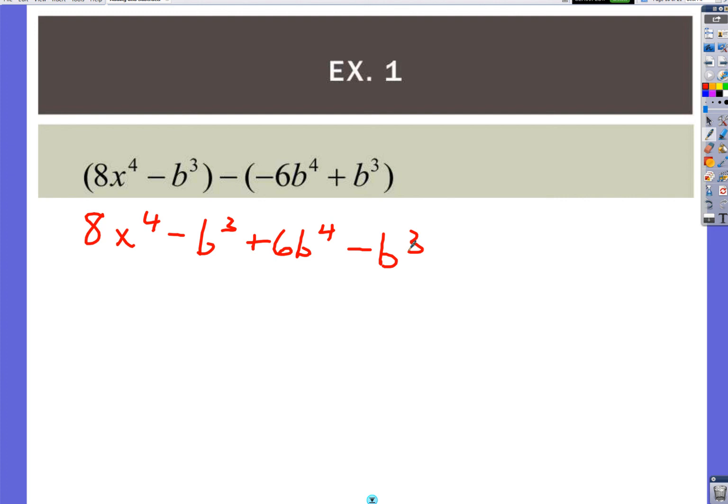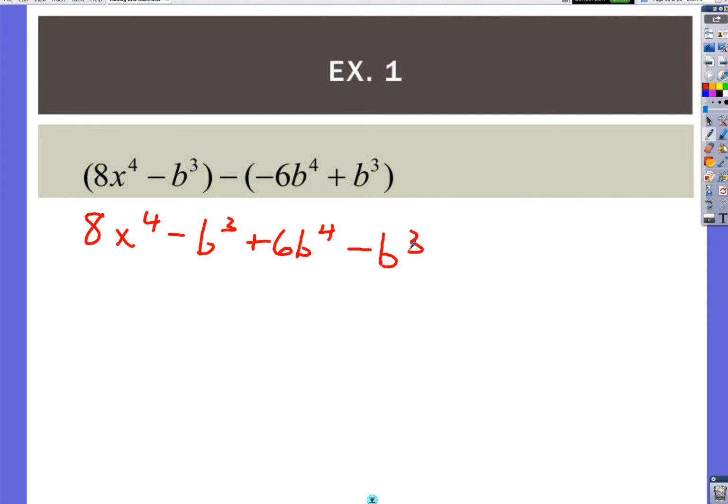Oh, is that because it's a subtraction sign? Correct. When you have a negative outside of a parentheses and you remove that parentheses, every term that drops down will change sign. Okay, now we'll combine like terms again.